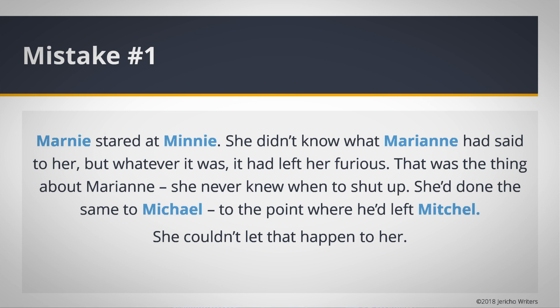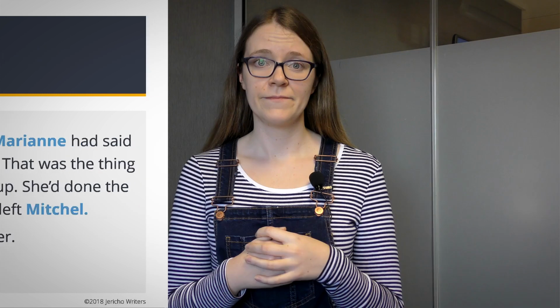Marnie stared at Minnie. She didn't know what Marianne had said to her, but whatever it was, it had left her furious. That was the thing about Marianne. She never knew when to shut up. She'd done the same to Michael, to the point where he'd left Mitchell. She couldn't let that happen to her.